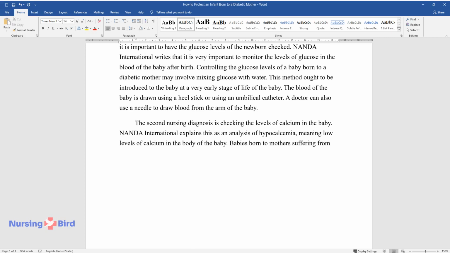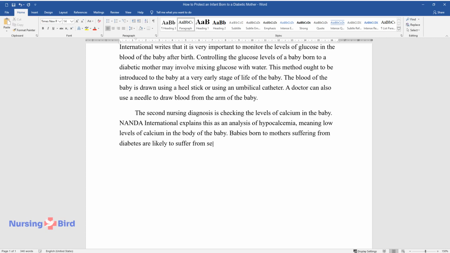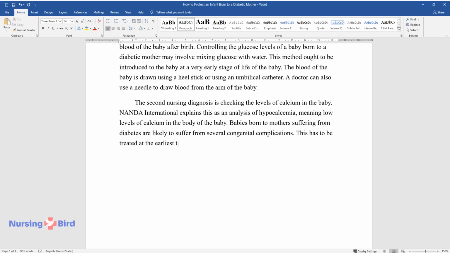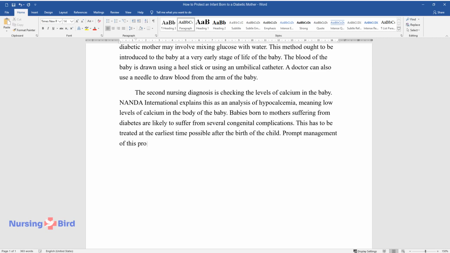Babies born to mothers suffering from diabetes are likely to suffer from several congenital complications. This has to be treated at the earliest time possible after the birth of the child. Prompt management of this problem significantly decreases the risk of the child suffering from multiple health conditions.